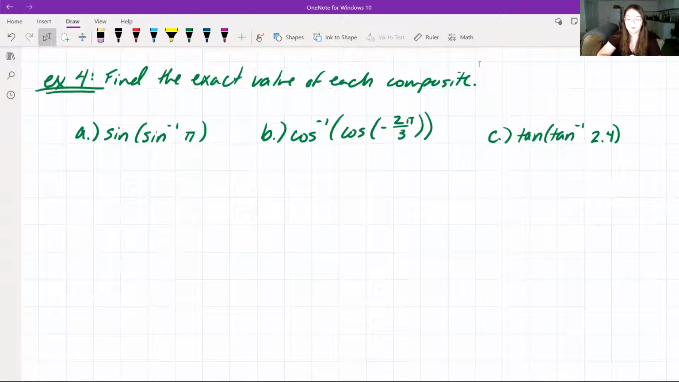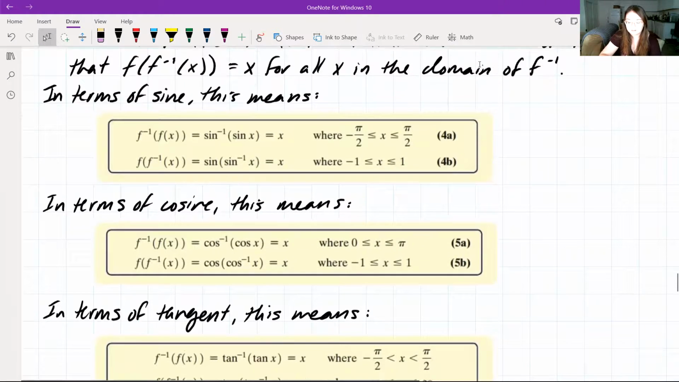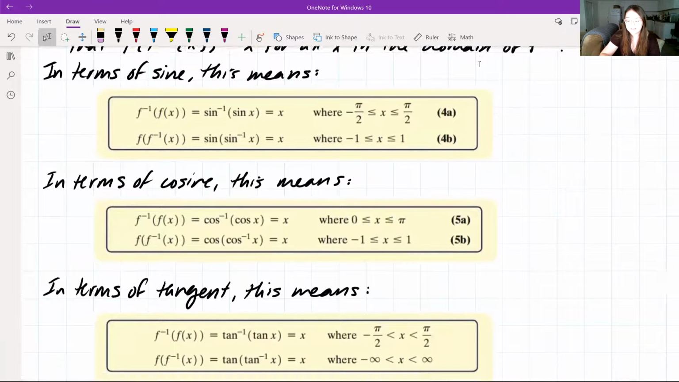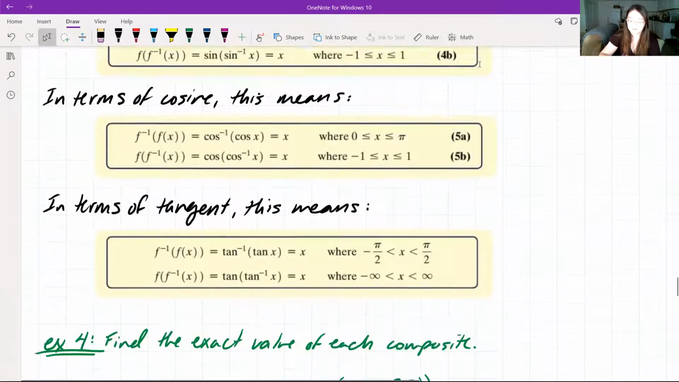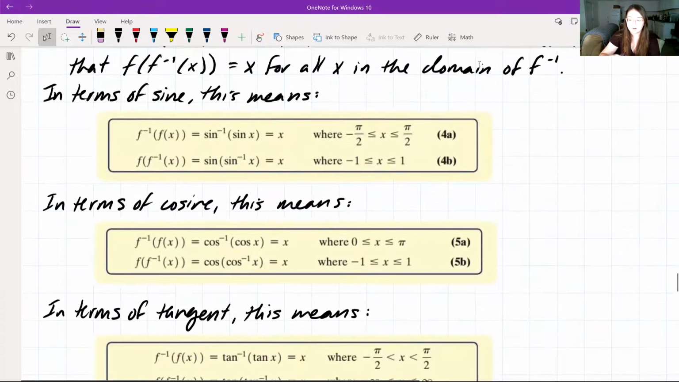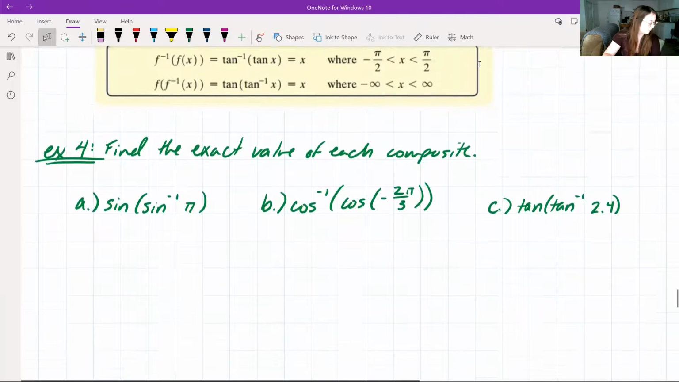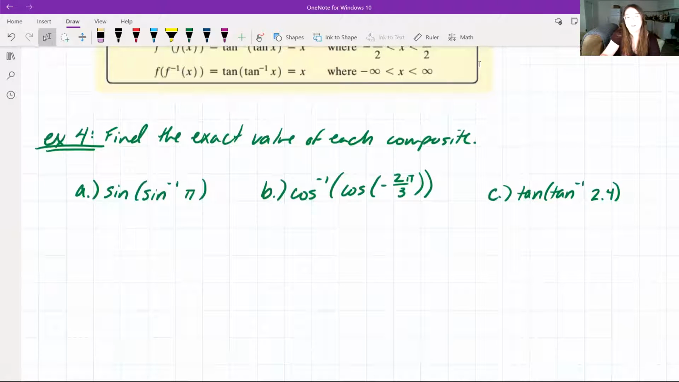So now for example 4, we want to find the exact value of each composite. For part A, we have sine of sine inverse of pi. So let's go up and look at our identity here. This means that the value here would have to be between negative 1 and positive 1. We have the value of pi, which is about 3.14, much greater than 1.